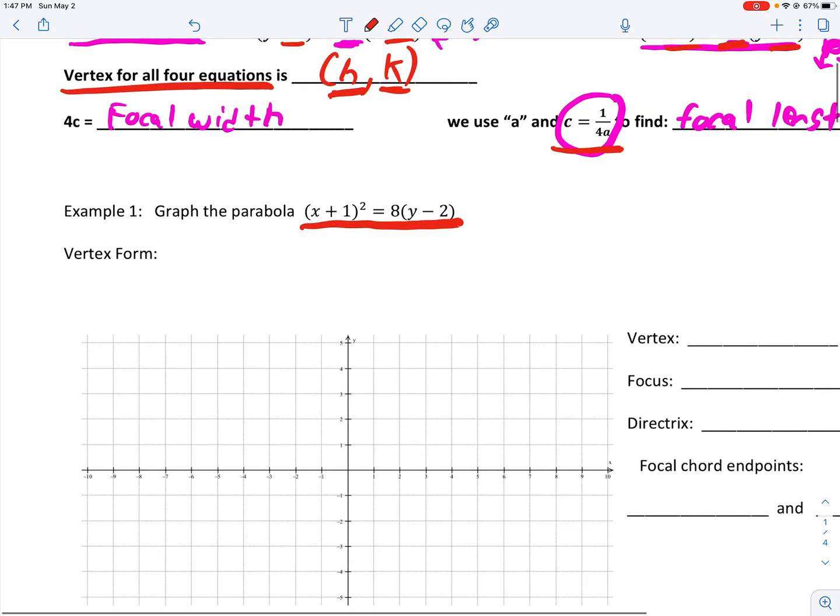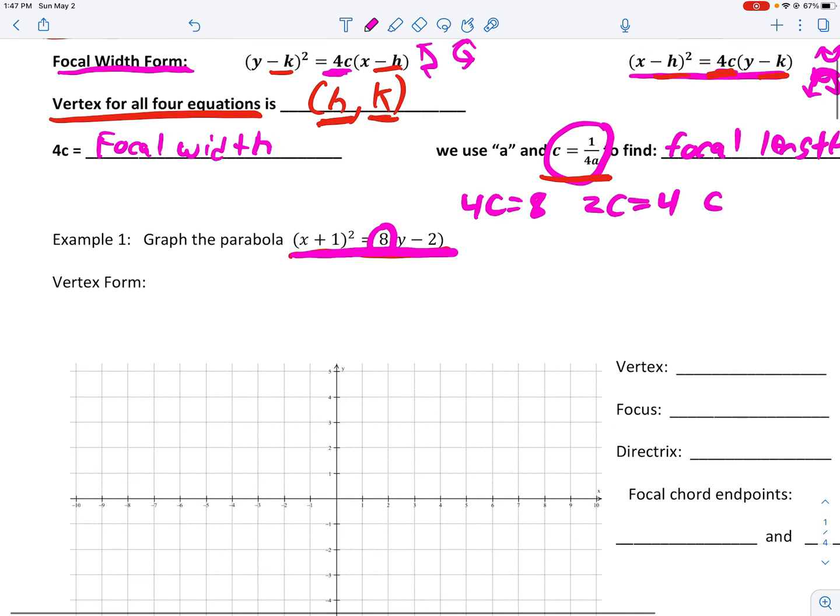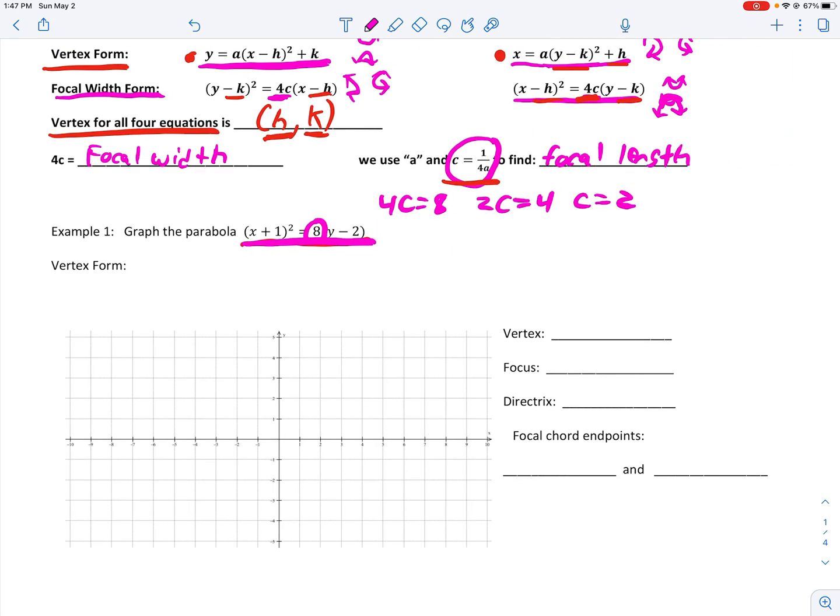So back to what I was saying. This is what we call focal width form. That's helpful because 8 is 4c. So 2c would be half of that, and c would be half of that. So look how easy that was to find c. So focal width has a big advantage when it comes to finding c because it's real simple, right? You could divide 4c by 4 to get c, or 2c is half of that, and c is half of 2c. So it makes it real easy if you recognize that to find c.